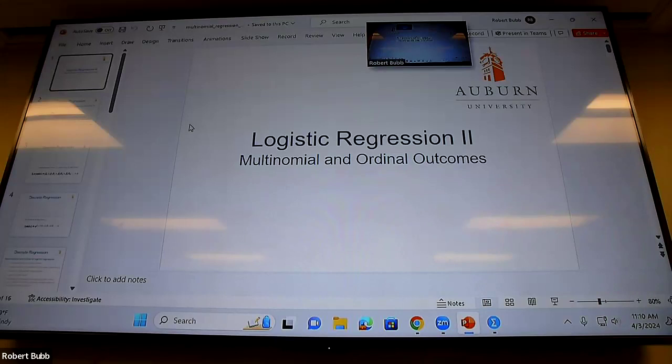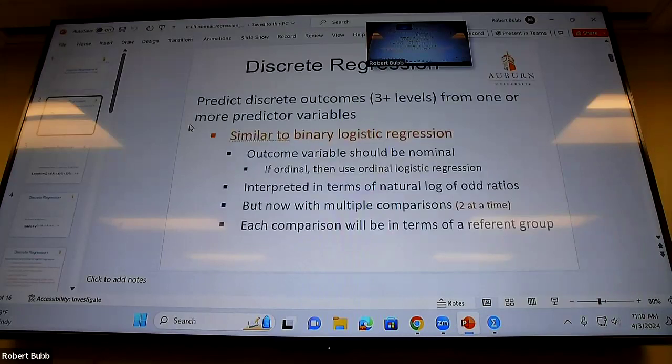All right, so multinomial and ordinal outcomes. So what we're really saying here, we have more than 2 categories in our outcome variable. Very similar again to binary logistic regression. If it's categorical, then we should be doing the multinomial. If it's an ordinal outcome, then we should be doing ordinal logistic regression.